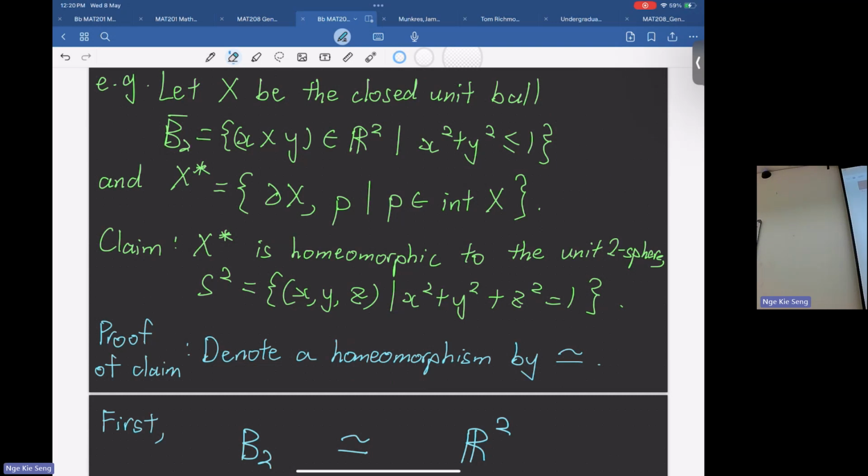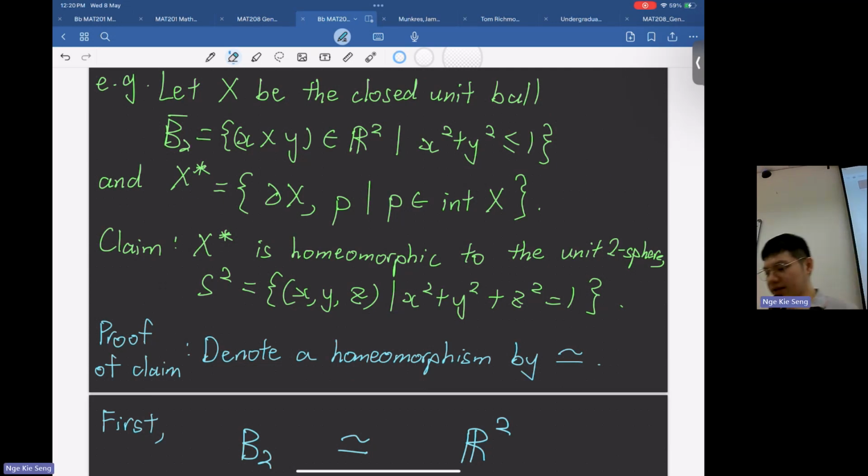It's a genuine function that's bijective and continuous. You can create a genuine map. Why? Because we have a description for the closed unit ball and the closed unit sphere. What are those? The closed unit ball is the points (x, y) such that x squared plus y squared is less than or equal to 1. And on the unit sphere, x squared plus y squared plus z squared equals 1. So can you send all the points that satisfy this condition to the points that satisfy those conditions?